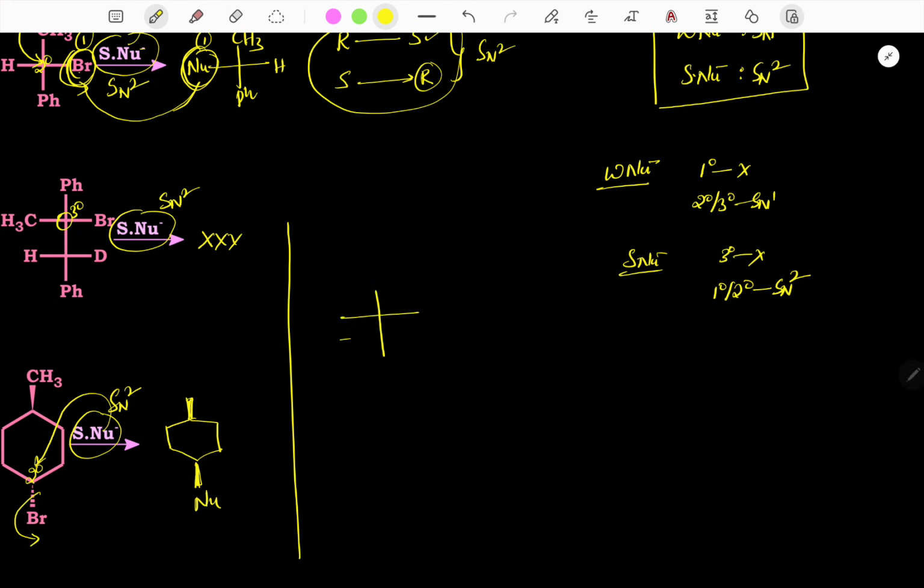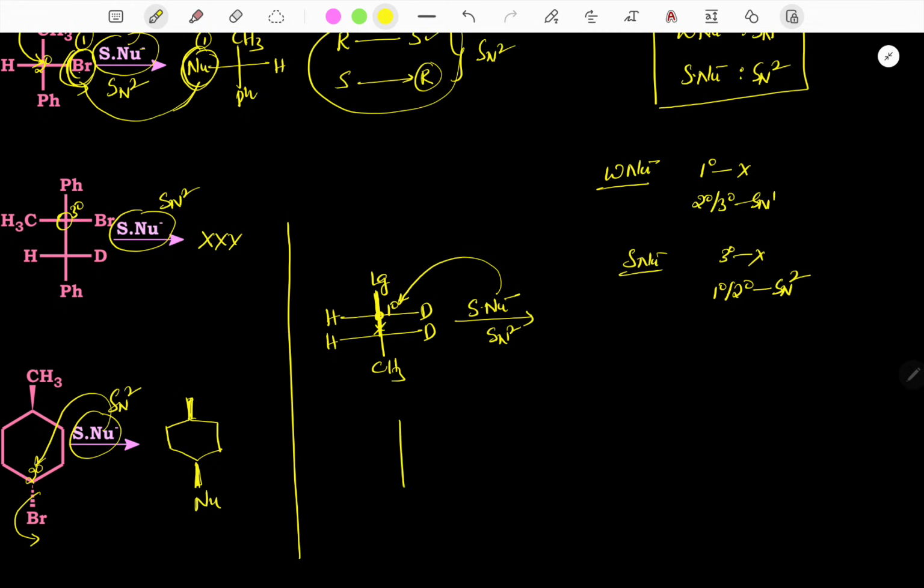Suppose the leaving group is present in the vertical position like this. Now if I add a strong nucleophile, of course it is a primary carbon and Sn2 is possible, so the nucleophile should attack. But this is not the back side of this bond. There is a back side, but we cannot attack.